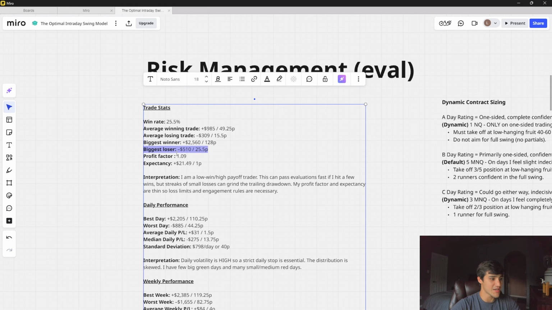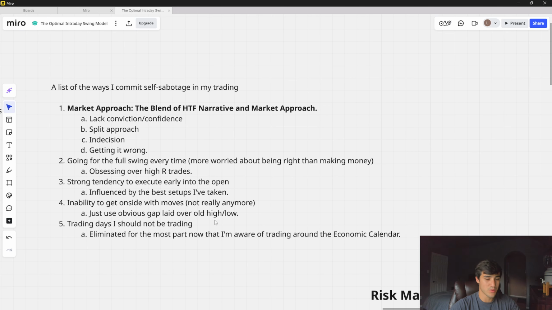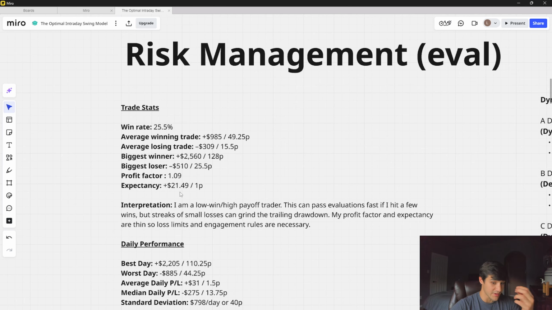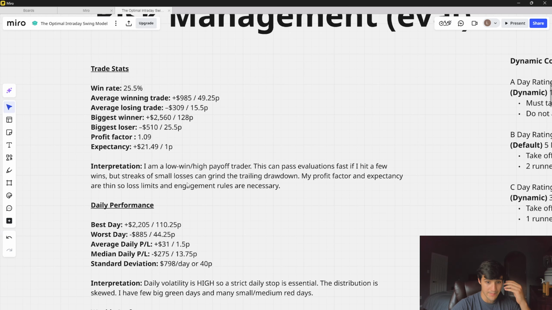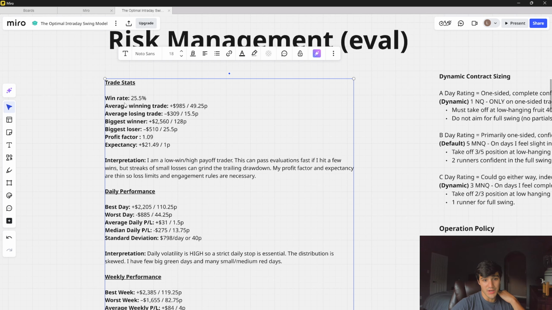So just eliminating mistakes like this, and I know if I eliminate the main constraints of my trading, then that's going to open up the door for profitability. So that's the goal. I'm identifying the constraints, I'm implementing a risk management plan, I'll be working on these things. So my interpretation for my trade stats is I'm a low win, high payoff trader.